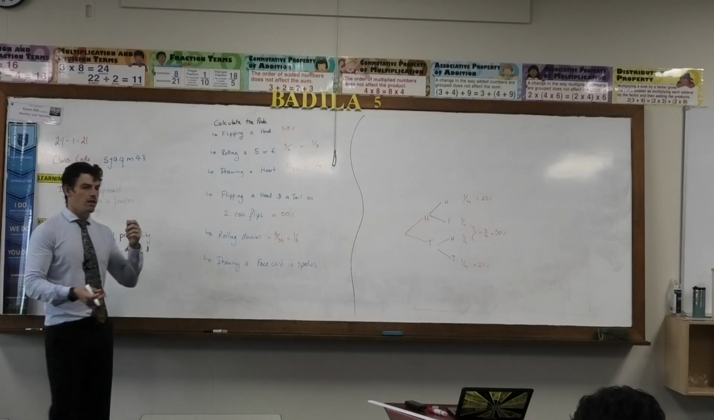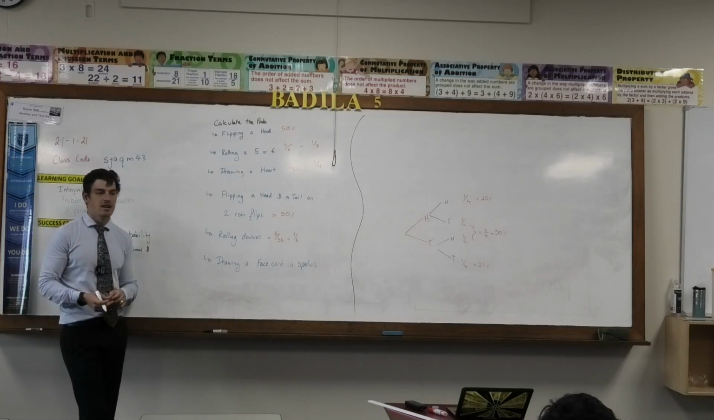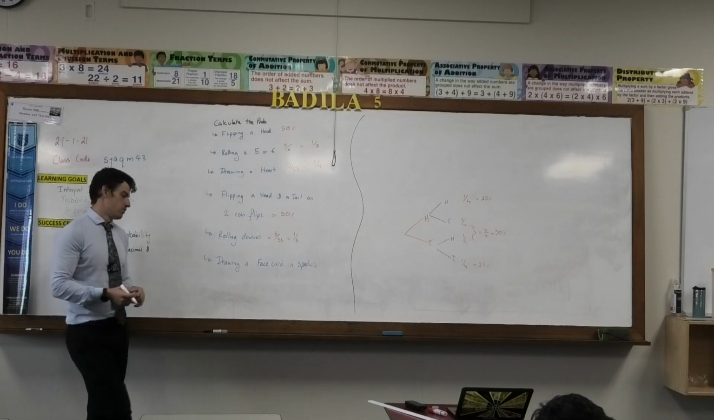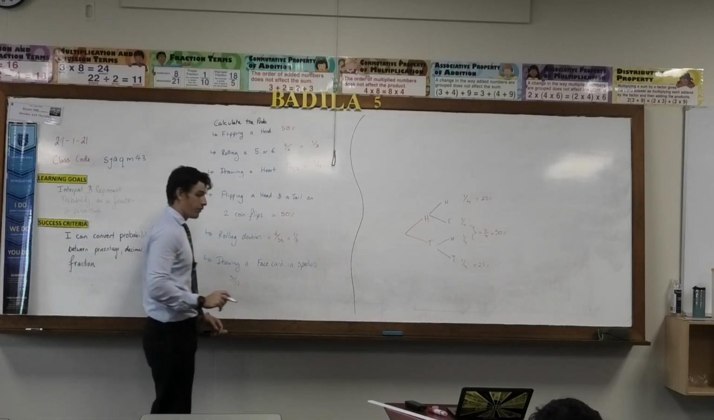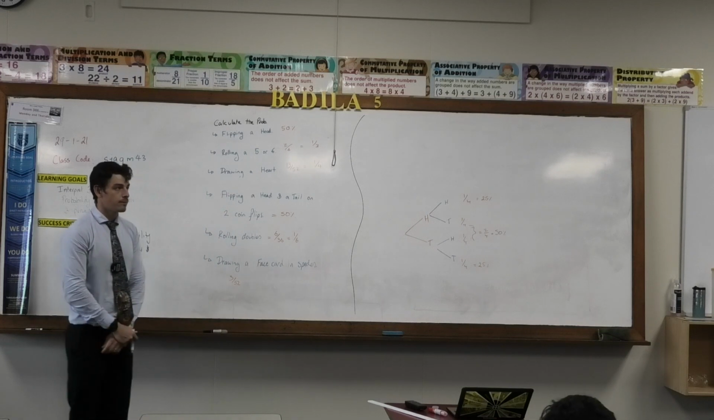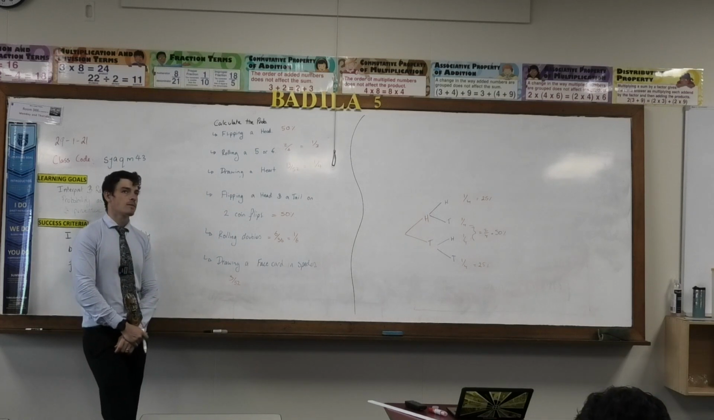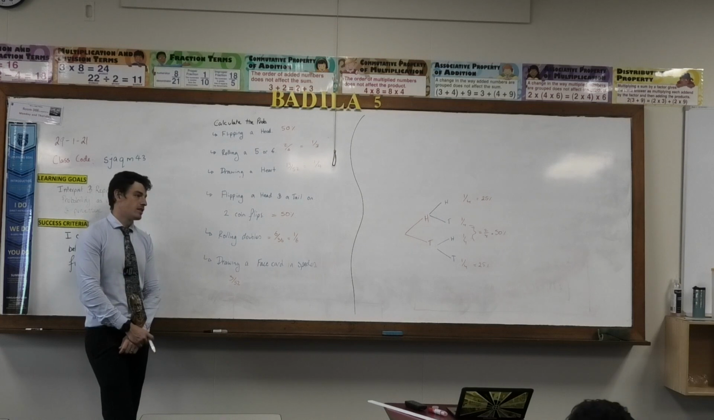I've got to think about how many face cards in spades there are. Very good. So the answer is quite simply 3 over 52. Can I simplify that? I don't think so. No, I cannot. That's it. 3 over 52.